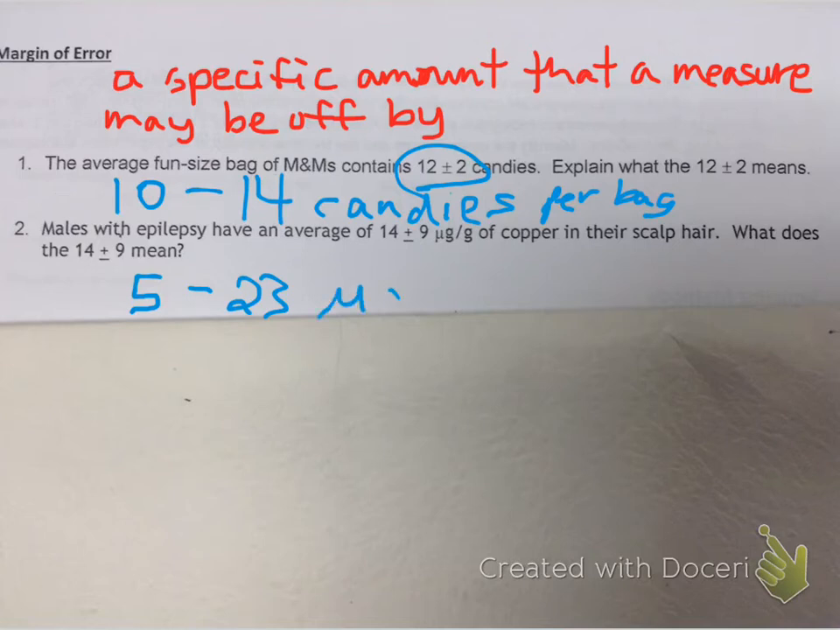So this little μg is micrograms. So that's how much copper is in there per 1 gram of hair. So interesting. But anyway, the 14 plus or minus 9 gives you a range, so that if you were to conduct the experiment somewhere else, you would expect your value to be somewhere between 5 and 23.